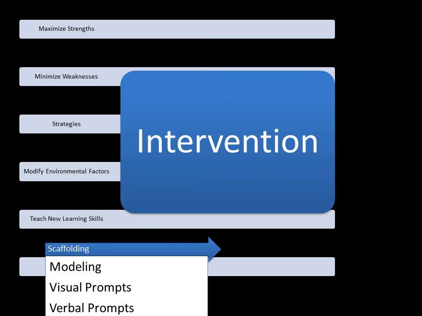Scaffolding is used with speech sound disorders as well. So for example, if you're modeling the way a child needs to say a word, or you're giving them a verbal prompt of how to say a word, and then you can scaffold, take away the model and just give the verbal prompt. Or you might give a tactile prompt by pointing to the lips or where in the mouth the sound should be produced. So scaffolding is a very popular technique, a support that speech language pathologists use.